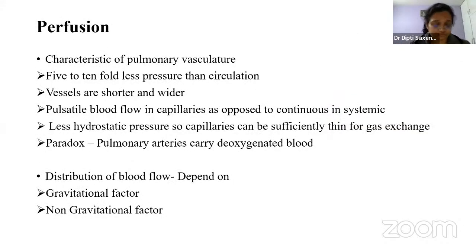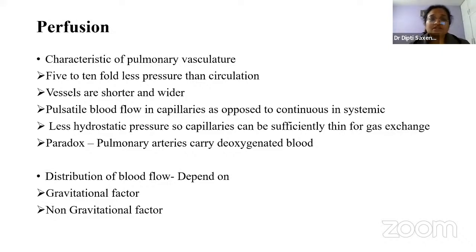Now we will start with perfusion. What are the characteristics of pulmonary vasculature? There are very important differences in pulmonary vasculature which help in gaseous exchange. It has 5 to 10 fold less pressure than systemic circulation, to be precise. Vessels are shorter and wider. So the pulsatile blood flow in capillaries is seen, as opposed to the continuous flow seen in systemic circulation. So there is less hydrostatic pressure, and capillaries can be sufficiently thin for gaseous exchange.